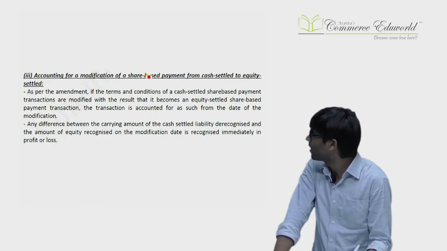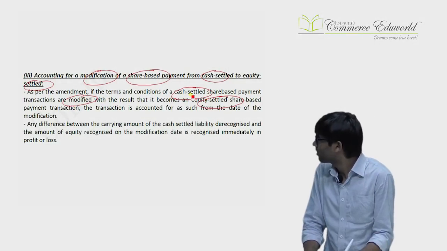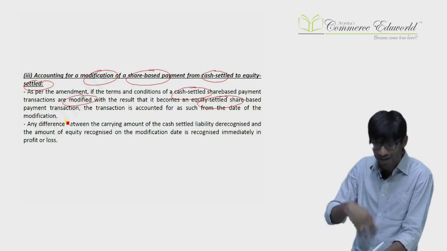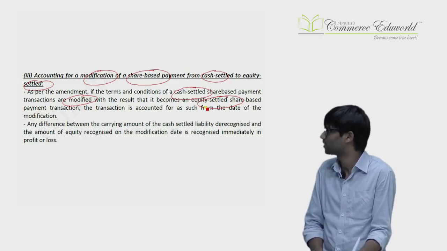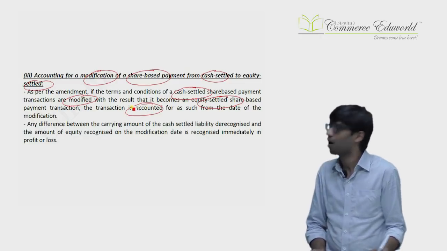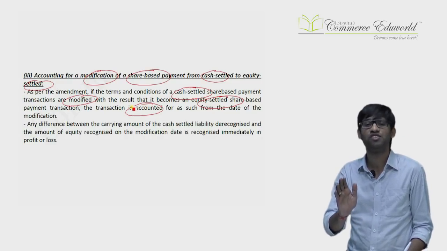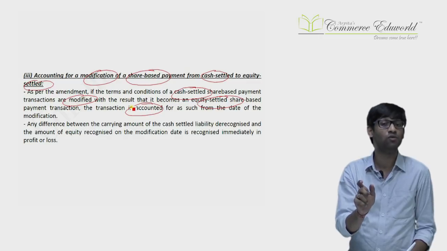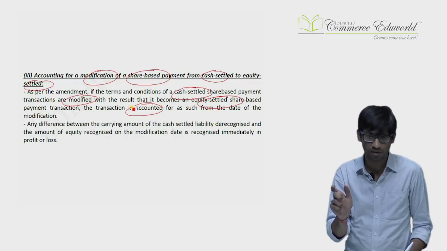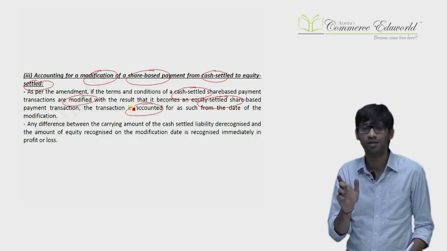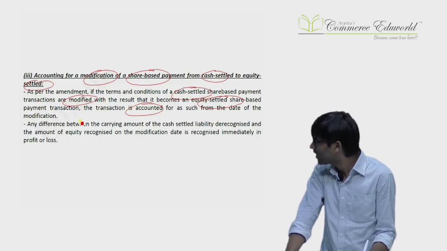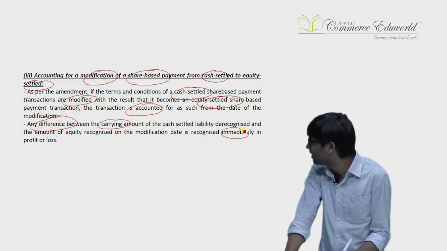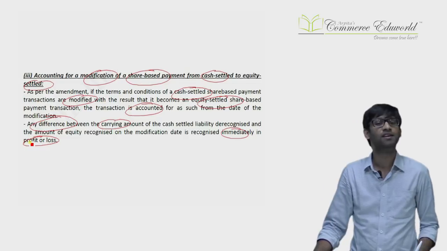Next amendment is, if you have modified the terms and conditions of a cash settled share-based payment, and because of that modification it has been converted into an equity settled share-based payment, then in future it is accounted as an equity settled share-based payment only. Means cash settled share-based payment converted into equity settled share-based payment, in future it will be accounted as equity settled. Further, because of that conversion, if any difference arises in the carrying amount, then it is recognized in P&L immediately.